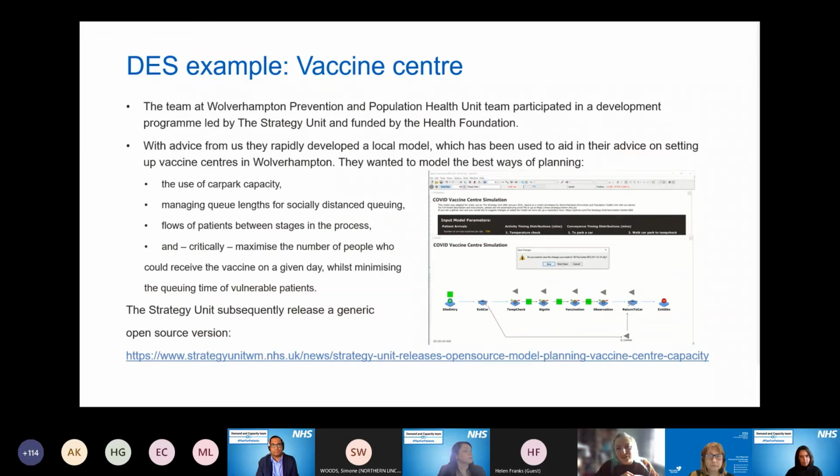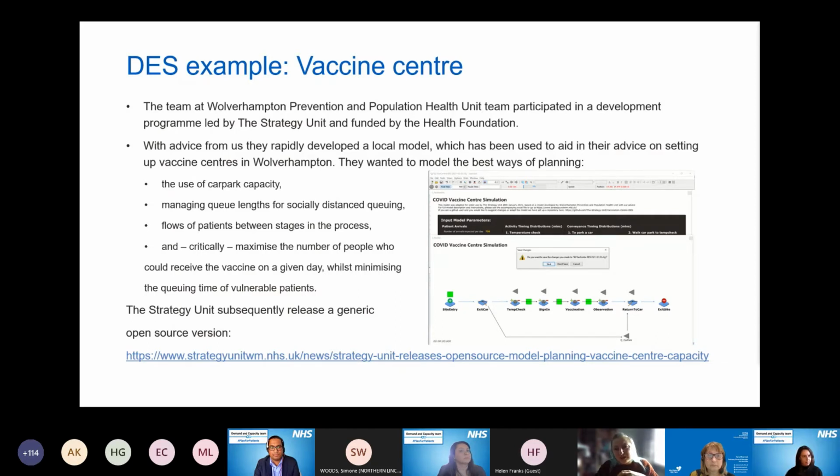They wanted to look at the flows of the patients during the different stages, and critically, because the initial rounds of vaccinations were in winter, it was snowing outside, and it was the oldest, most vulnerable patients. They wanted to make sure that people were not waiting outside in that weather too long.